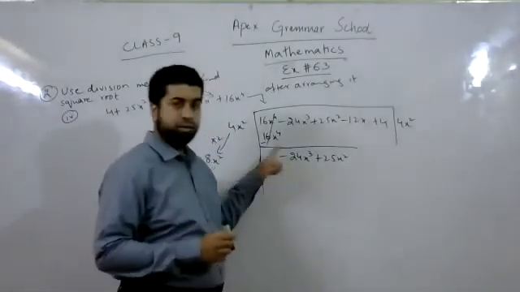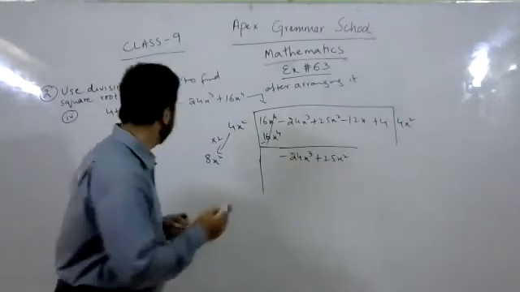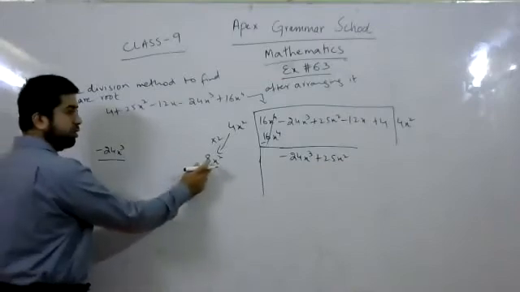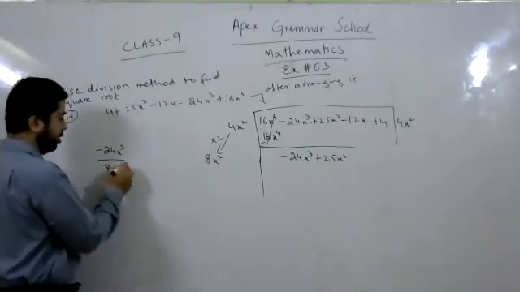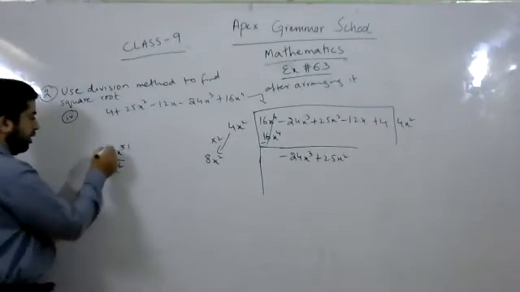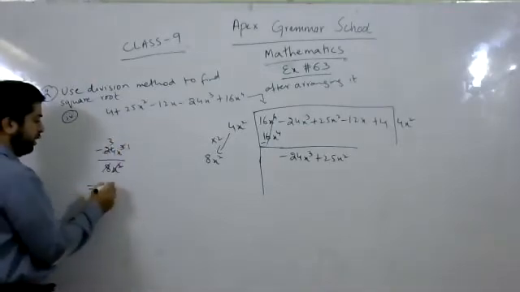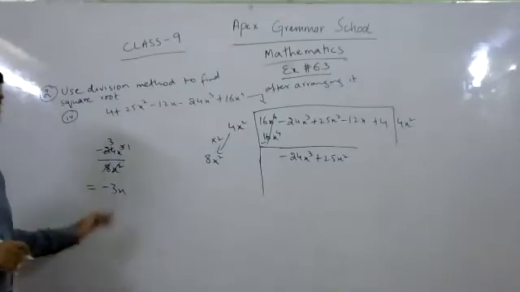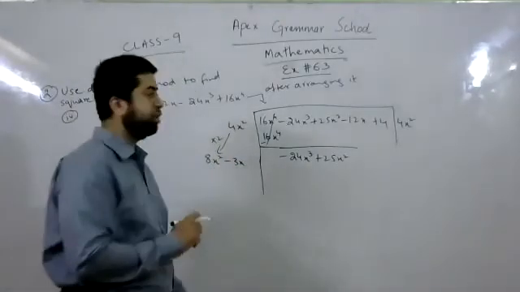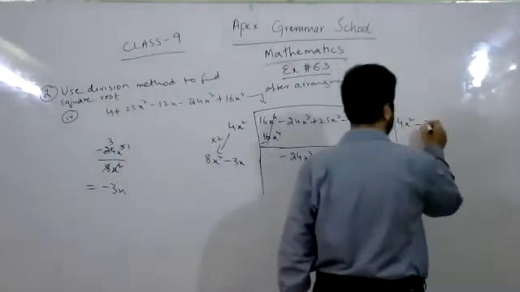The very first, that is minus 24x cube, on the numerator, and this on the denominator. Now solve it. X square will be 1. 8 3s are 24. This is minus 3x. This minus 3x will be here, and this minus 3x will also be here.